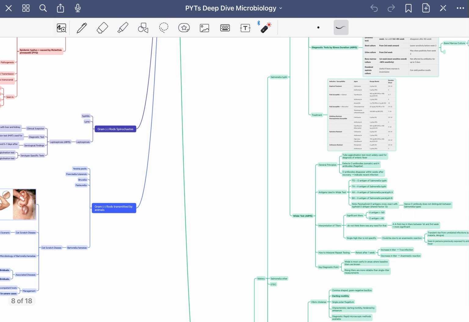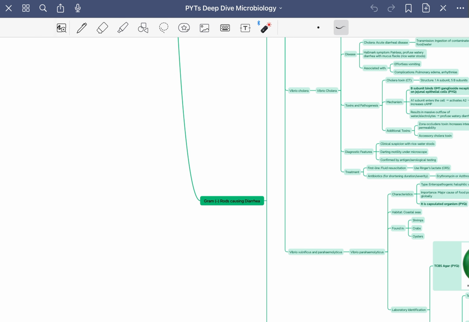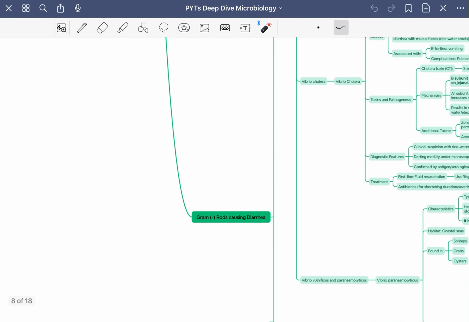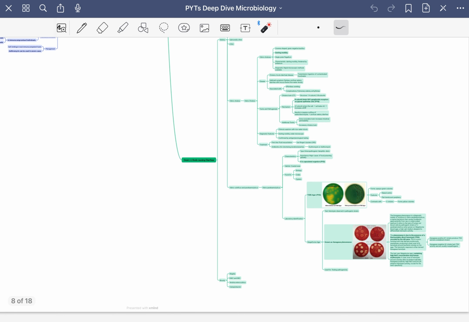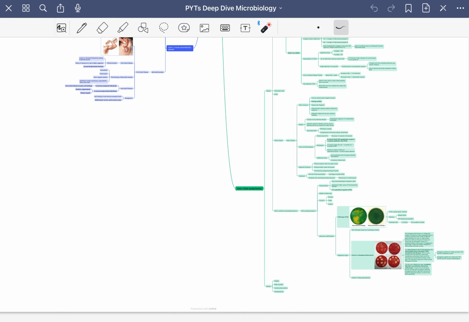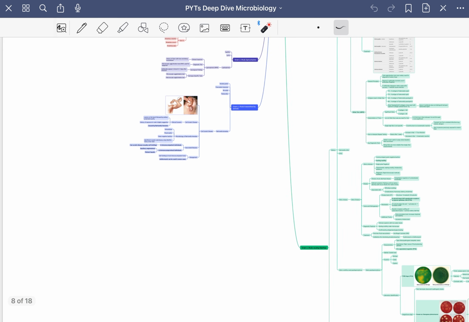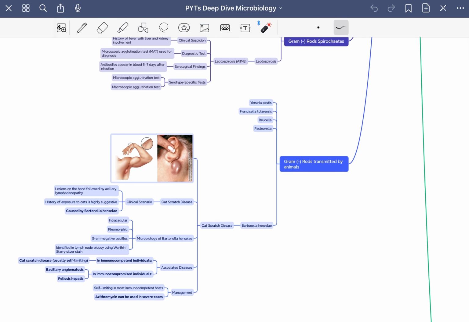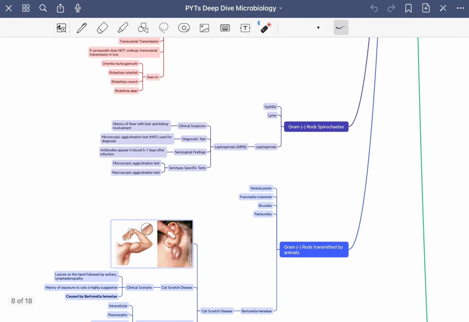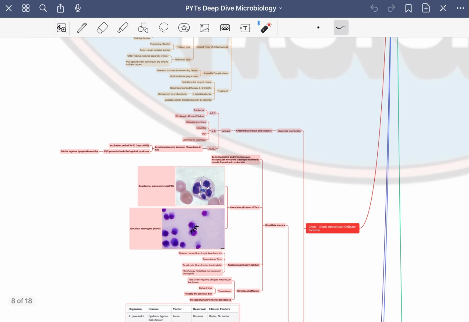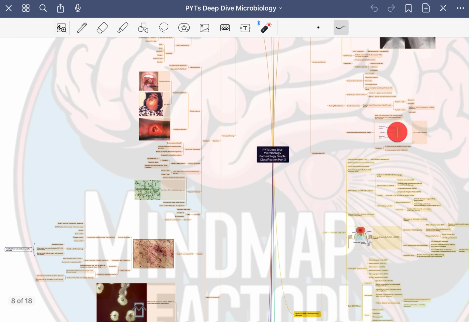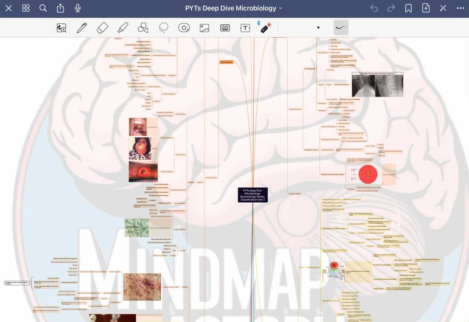Then there is classification of gram positive rod causing diarrhea. Now there is watery diarrhea and there is bloody diarrhea, that also we've added. Most of it is also present in previous mind maps, therefore to prevent repetition of information we have not added everything here. Then gram negative rods transmitted by animals, gram negative rods spirochetes, okay, so all of that has been added. And this is the simple classification.